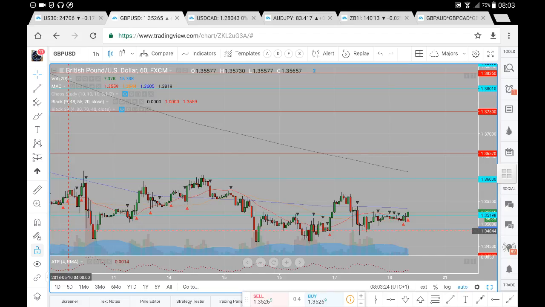So this is the pound dollar analysis for Friday the 18th of May. Now let's just have a look at where prices are and where prices may likely go. So we've had prices come down towards this level here, just slightly above the 34.50, in towards the 34.60s.